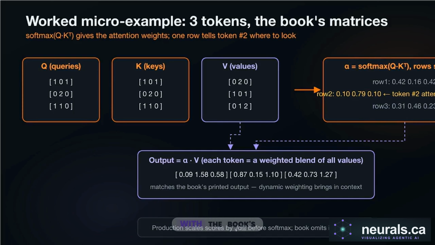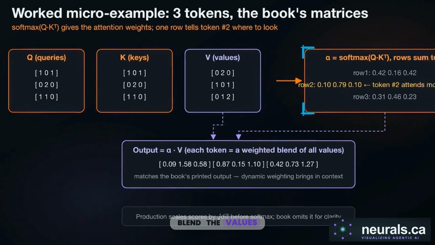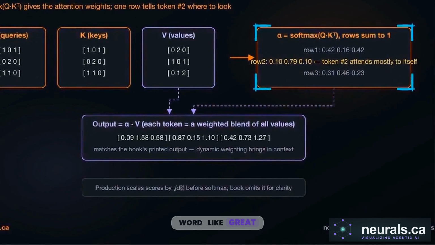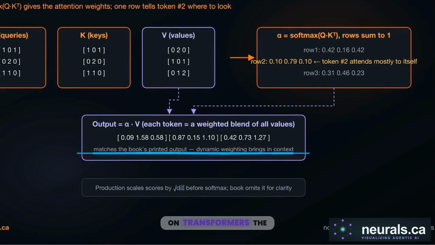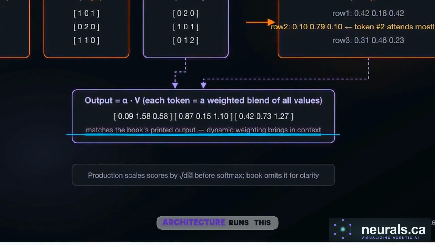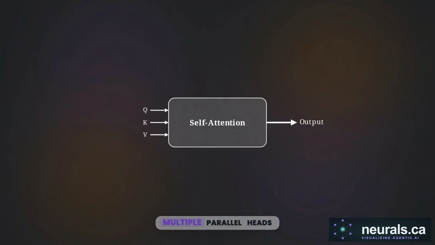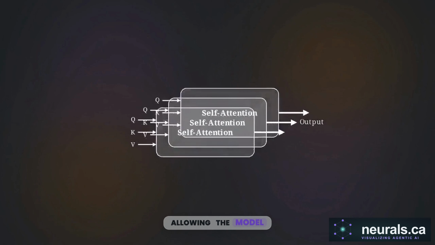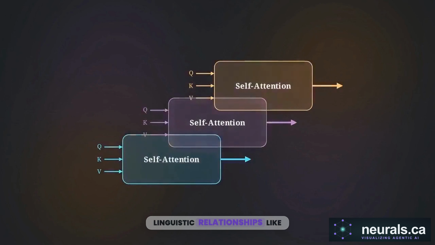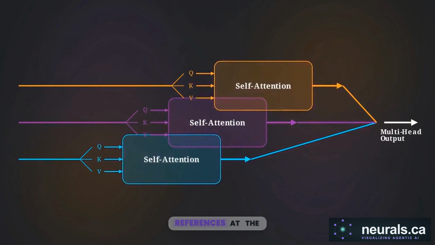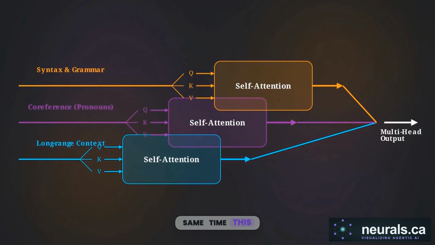This slide traces a microexample with the book's actual matrices. We can see how the attention weights blend the values together, so a word like great now mathematically leans on transformers. The architecture runs this entire process in multiple parallel heads, allowing the model to capture different linguistic relationships, like syntax or long-range references, at the same time.